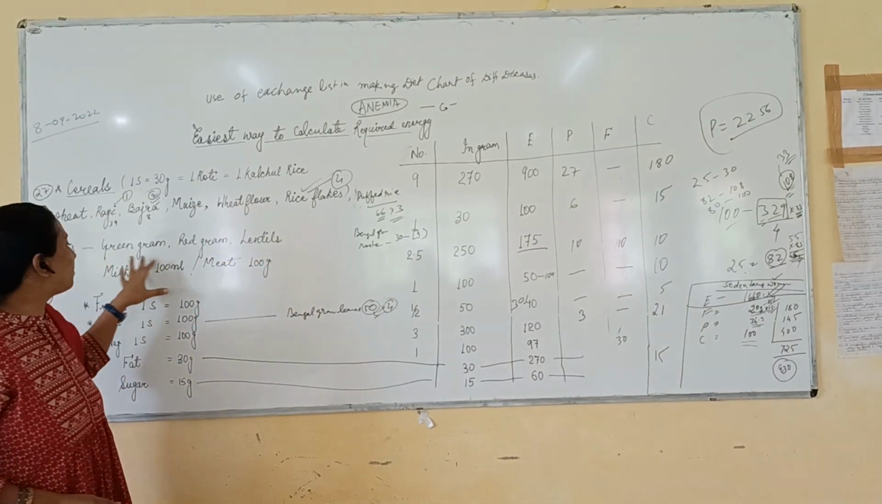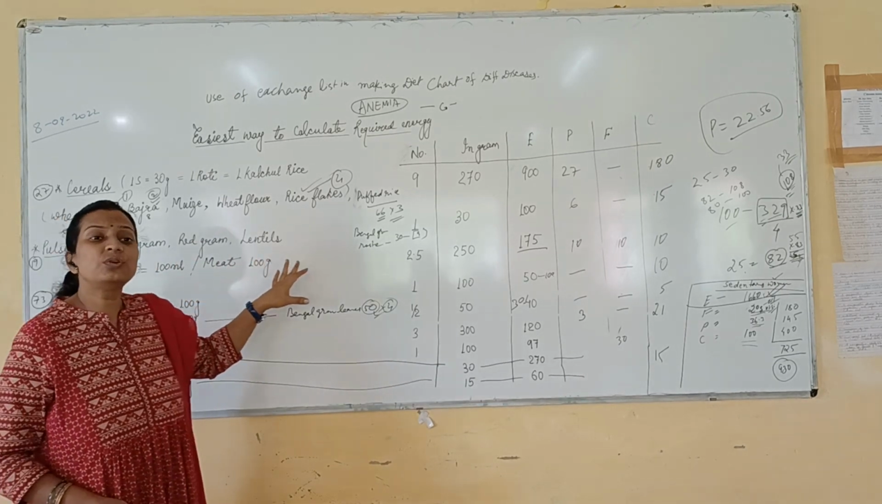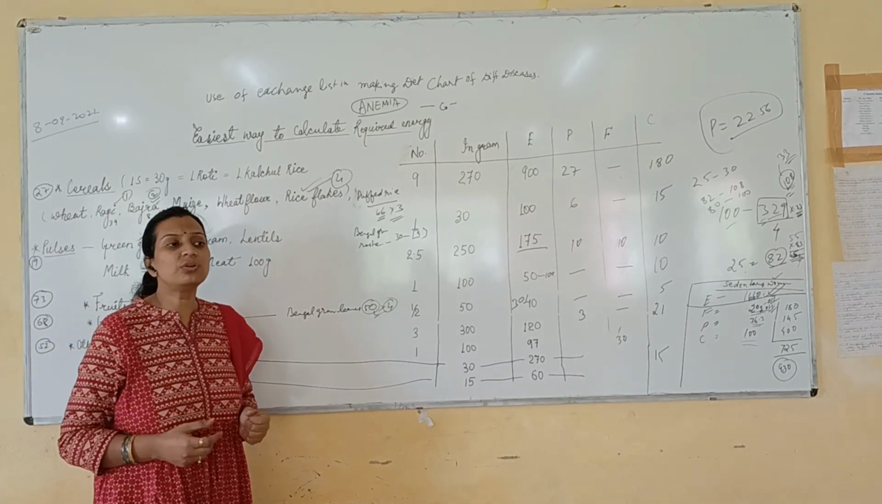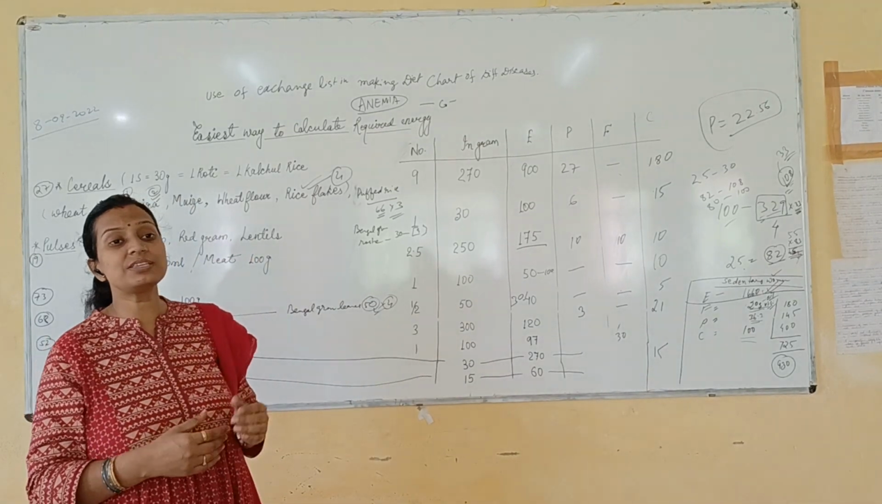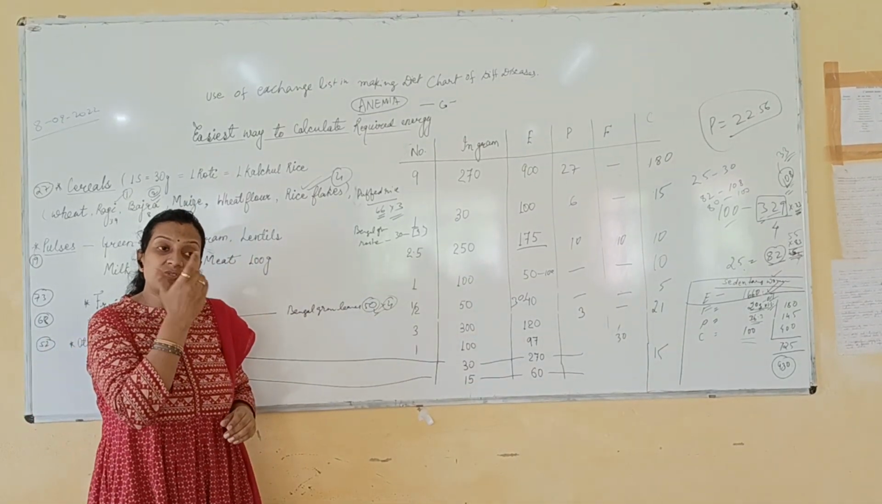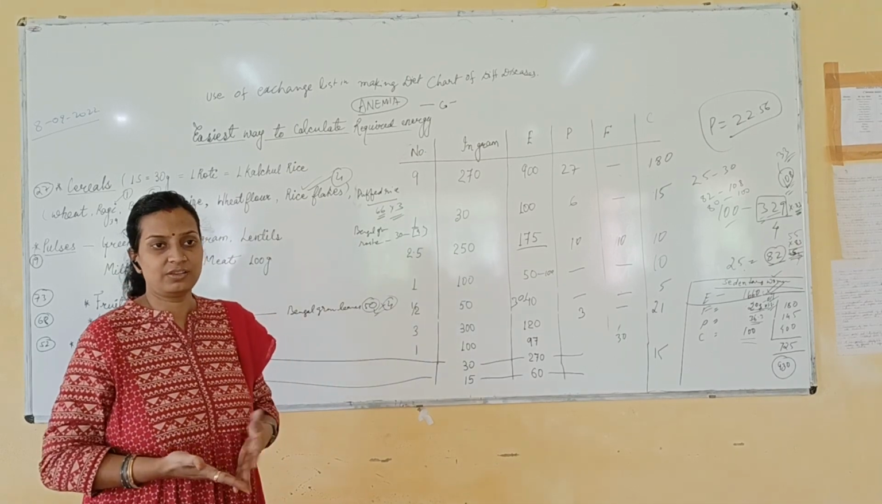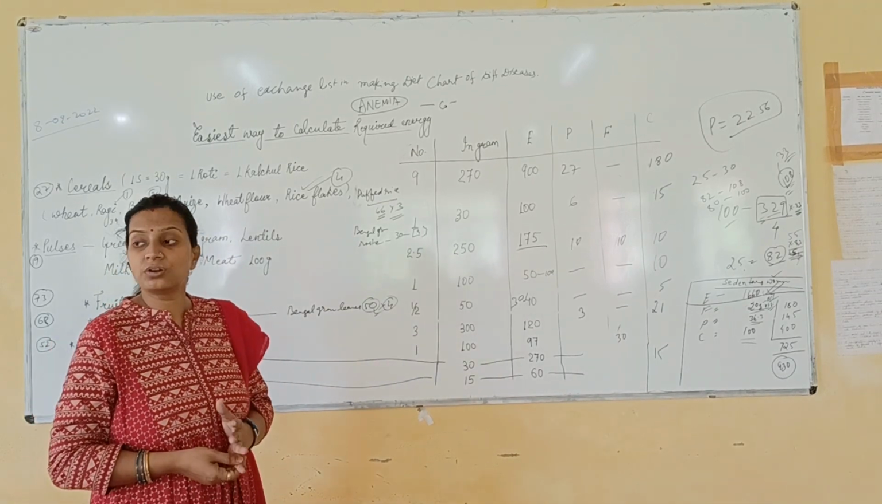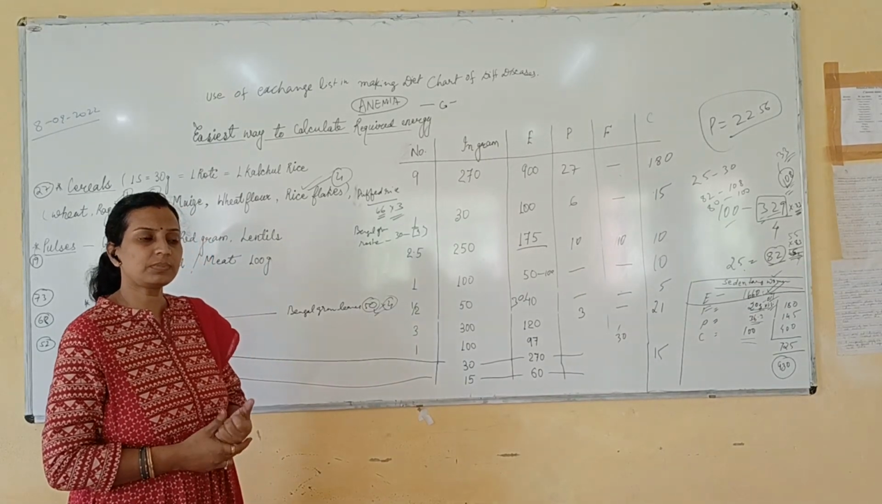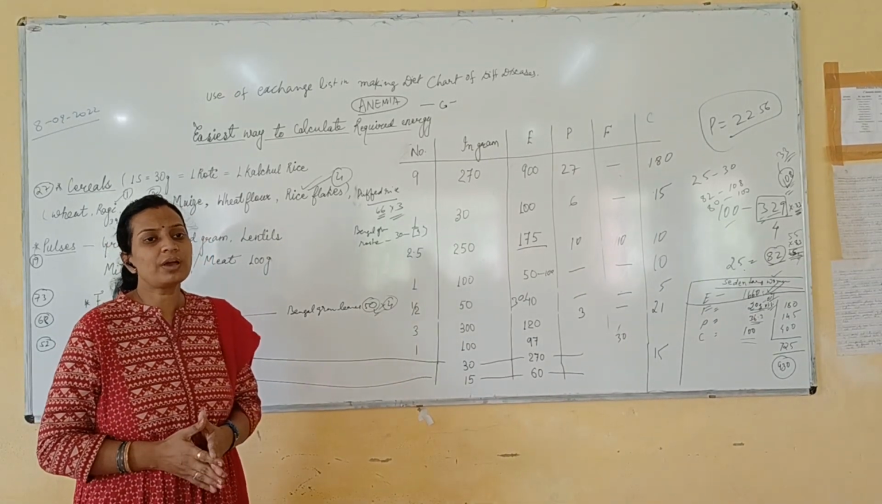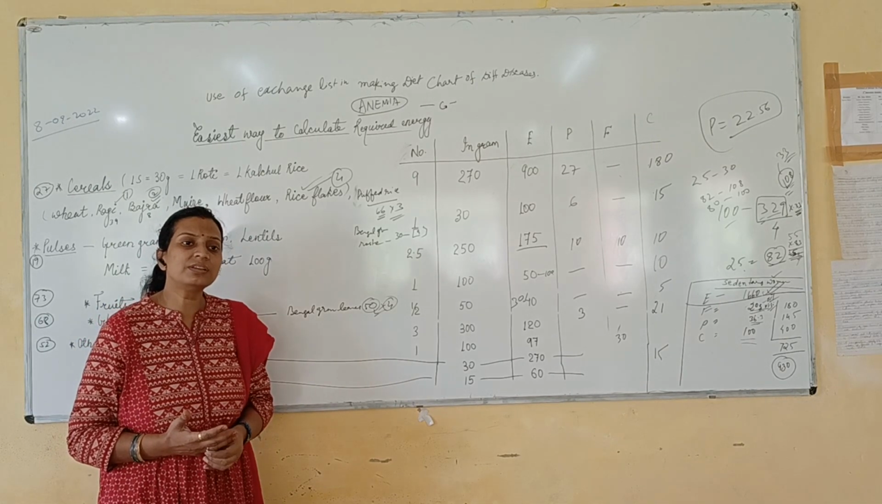Then when you come to the pulses group, you know that Bengal gram is very good in iron. Somebody please tell me, looking into the ICMR list, which is the pulse which is highest in iron content. You can look into your book. Please tell me. Soya bean. Okay, soya bean. Which one is the second one?